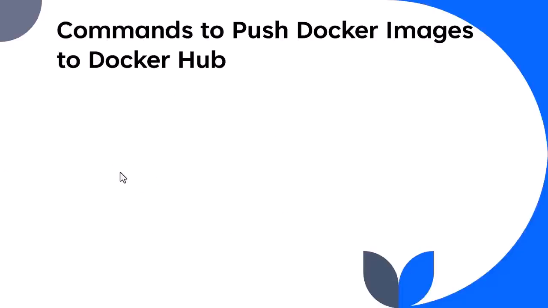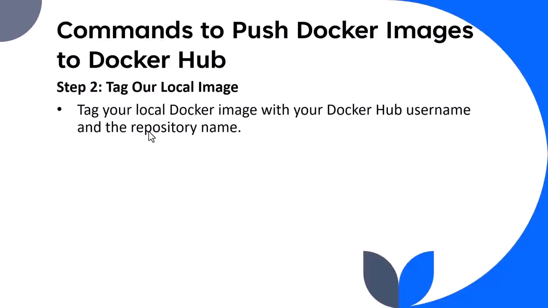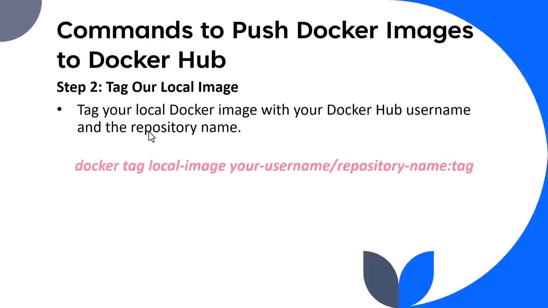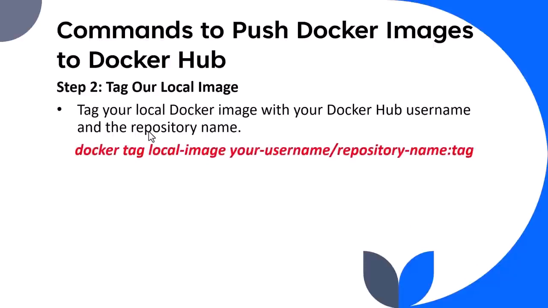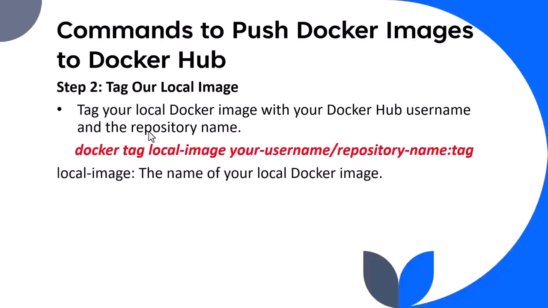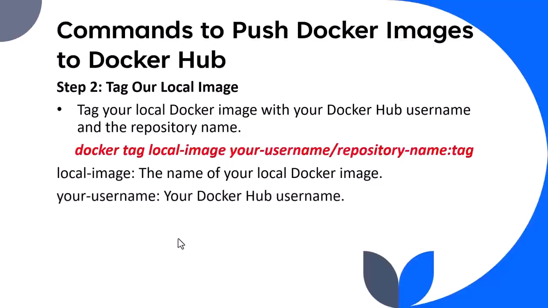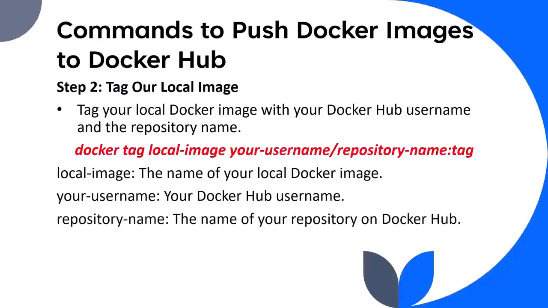Now let's see the command to push the Docker image to the Docker Hub. So we have to first tag our local image. So tag your local Docker image with your Docker Hub username and the repository name, which is docker tag local image, your username / repository name : tag. Whereas the local image is the name of your local Docker image that we used in the previous lecture, and username is the Docker Hub username, because you need to put in the Docker Hub to log in, username and the password. And the repository name is the name of your repository on Docker Hub.